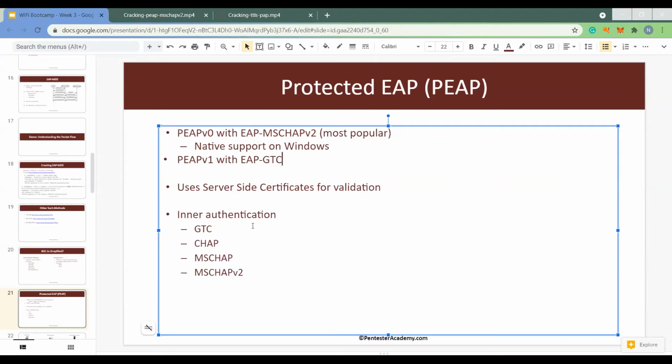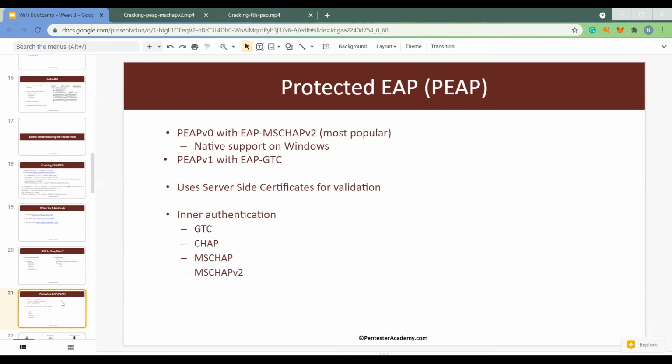And you can also mix and match in most cases. So you can select which one you want to use as the outer protection, that is the encapsulation part, and which one you want to use for the authentication, that is the internal part: the GTC, the CHAP, the MS CHAP, and MS CHAP v2. PEAP uses server-side certificates for validation of the server, and then for the authentication of the client, these authentication methods will be used.